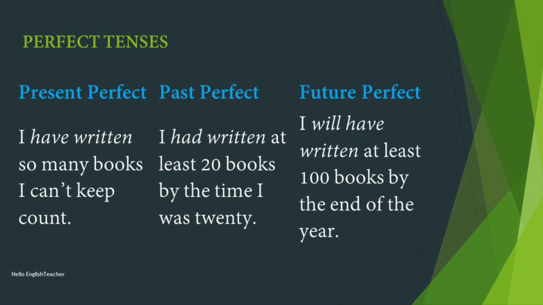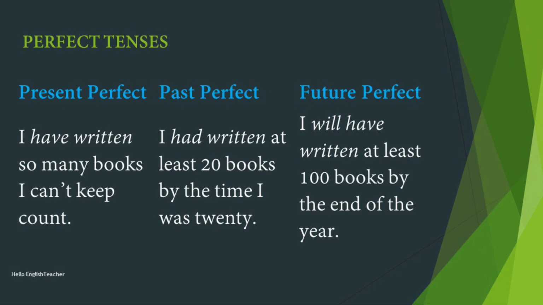What is the form? How are you going to write this? It is will have plus the past participle of the verb. Another way to express the future perfect is be going to have plus the past participle. In that way also you can express the future perfect tense.